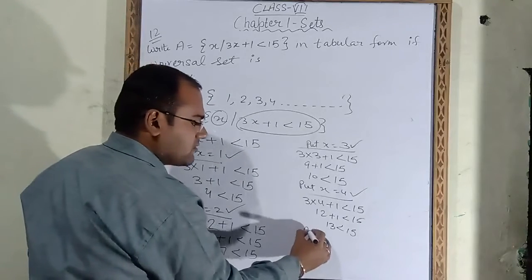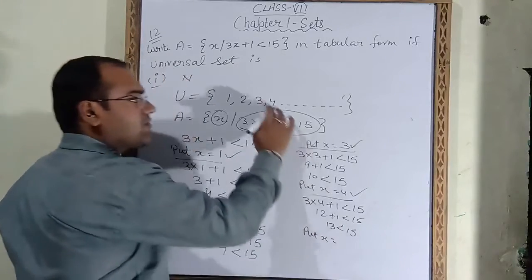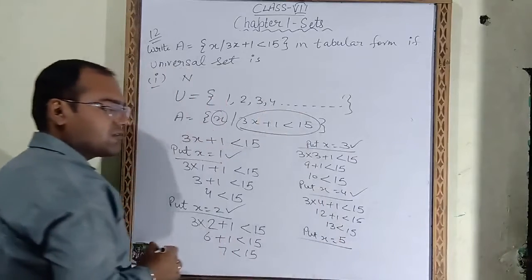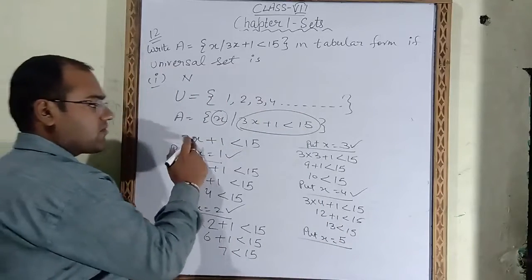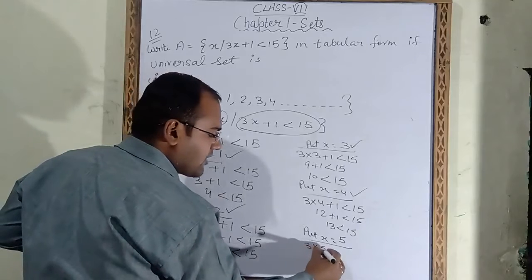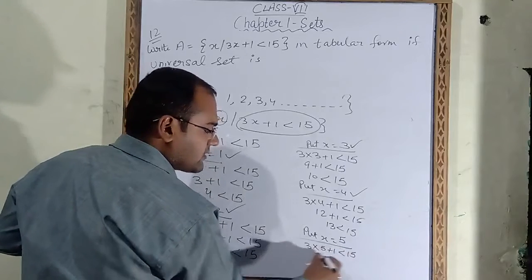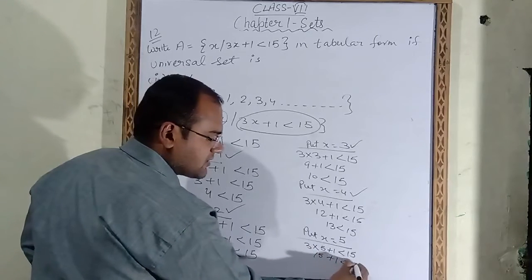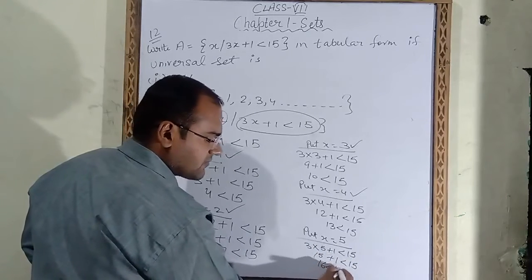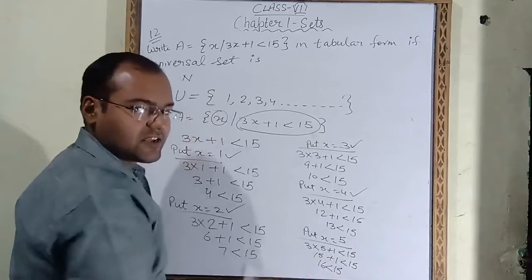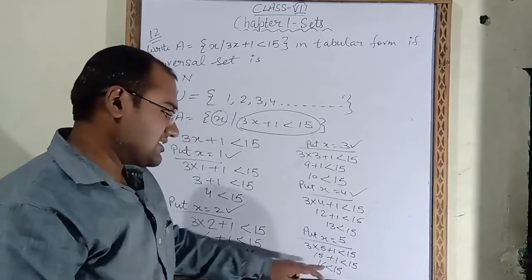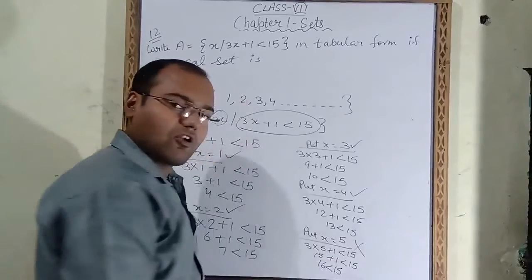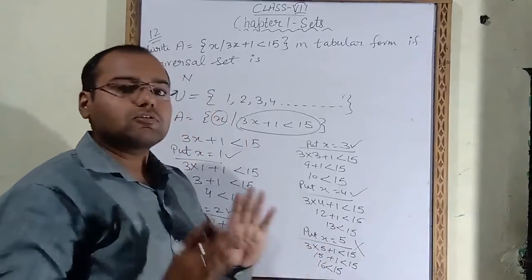Now next value, after 4 what will be the value? 5. That means put x is equal to 5. So here we have to put 5. 3 into 5 plus 1 is less than 15. 3 fives are 15, plus 1 is less than 15. 16 less than 15. Is 16 less than 15? No. This statement is wrong. That means x is equal to 5 is wrong. We will not take x is equal to 5.